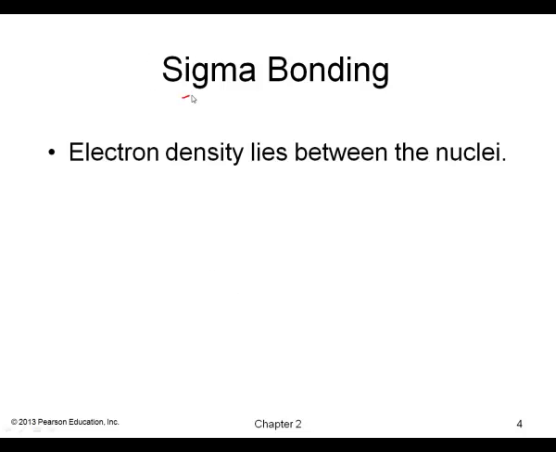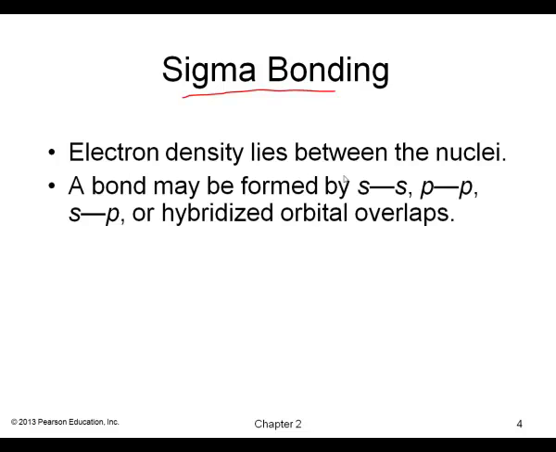This slide deals with sigma bonding. Remember that electron density lies between the nuclei in atoms, and so a bond may form between two s orbitals, or two p orbitals, or an s and a p orbital, or hybridized orbital overlaps that we'll talk about more later.